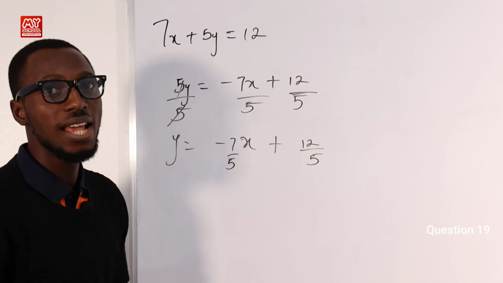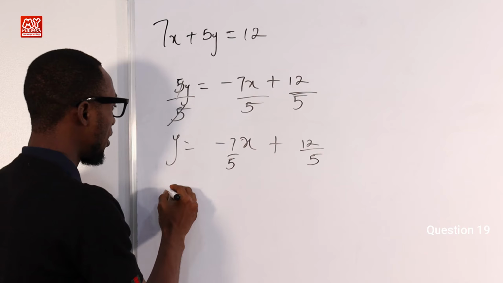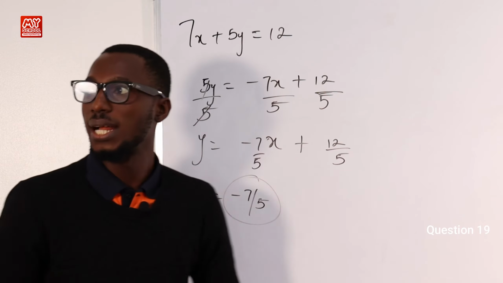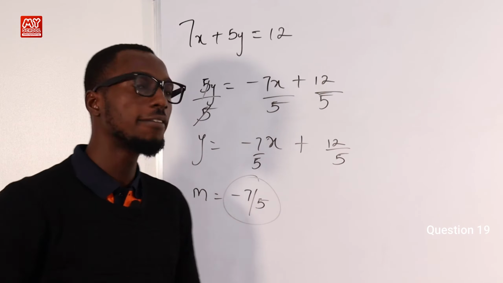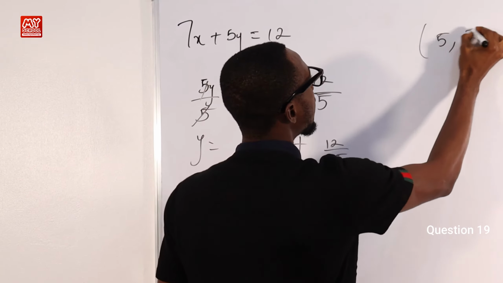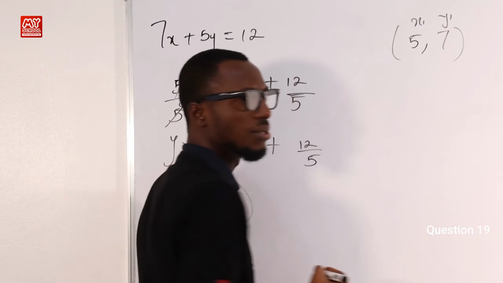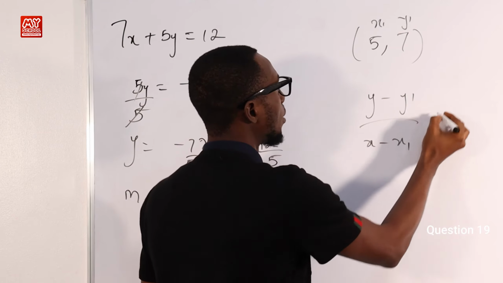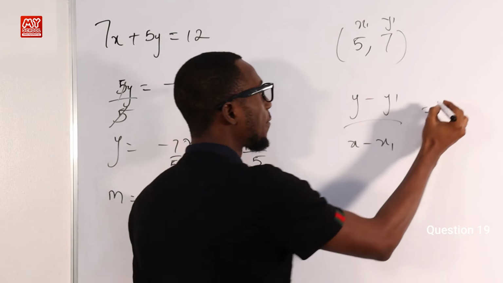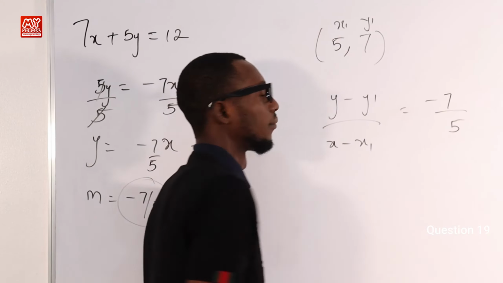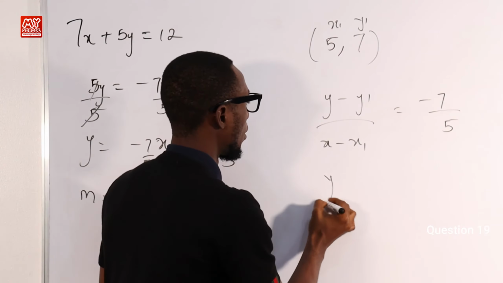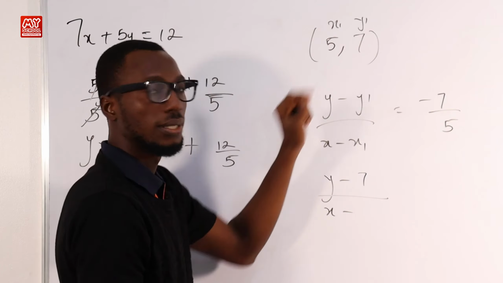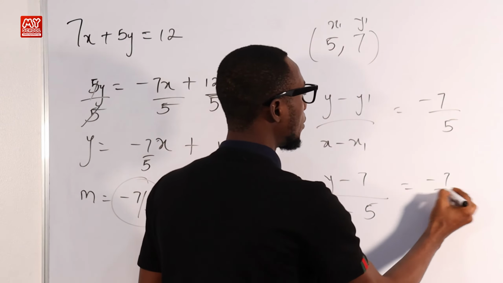Okay, so remember your y equals mx plus c. So this is your m here, this is your gradient. M is minus 7 over 5. We are told that we have to find the line through the points 5 and 7, x1, then y1. So just use this simple formula, which is y minus y1 over x minus x1 equals your gradient, which is minus 7 over 5. So we have y minus y1, that is 7, over x minus x1 giving us 5, equals minus 7 over 5.